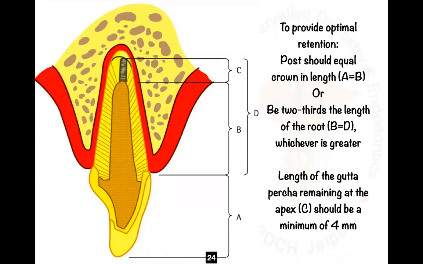The length of the gutta percha remaining at the apex should be a minimum of 4 mm or maximum of 5 mm. This is a viva question: why do we leave so much GP? We leave it because there are lateral accessory canals on the side and you don't want to hinder that, and basically you do not want to hinder the apical seal of your root canal treated tooth, right?